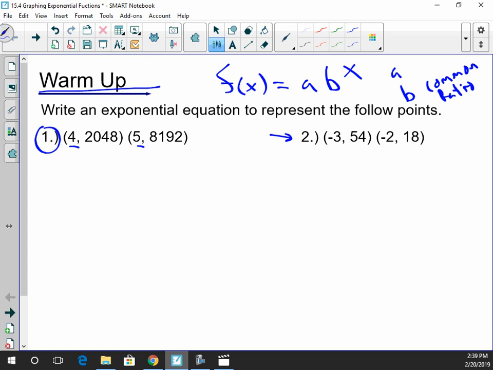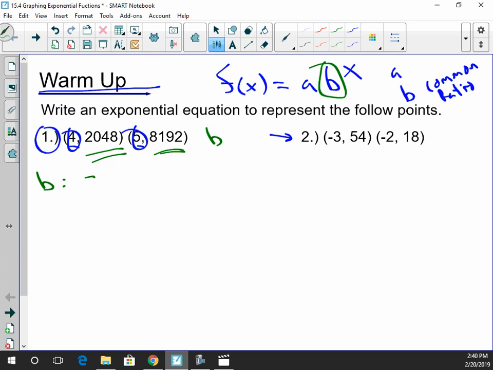So what we can do is look at this and say, all right, I have sequential points. My x values, 4 and 5, come right after each other. And what we talked about last class is that we can divide the y values in order to find out what my b value is. So to calculate the b value, we're going to divide the y values to find what the common ratio is. Remember, the common ratio is what we're always multiplying by, and so we're dividing to find out what it is.